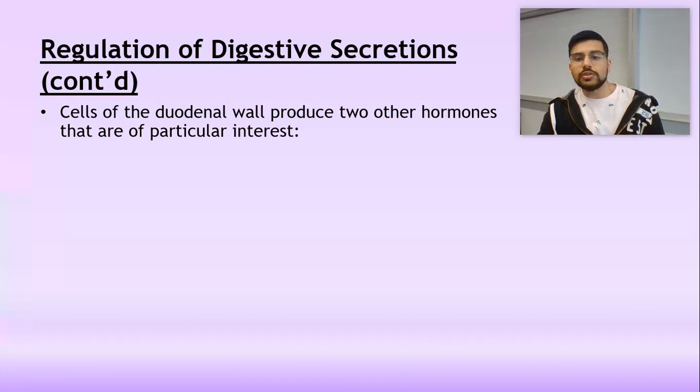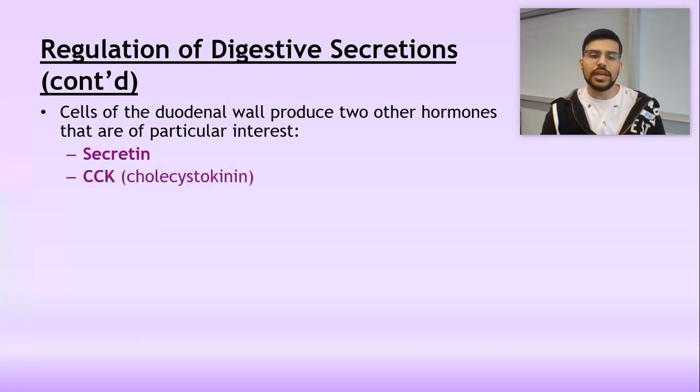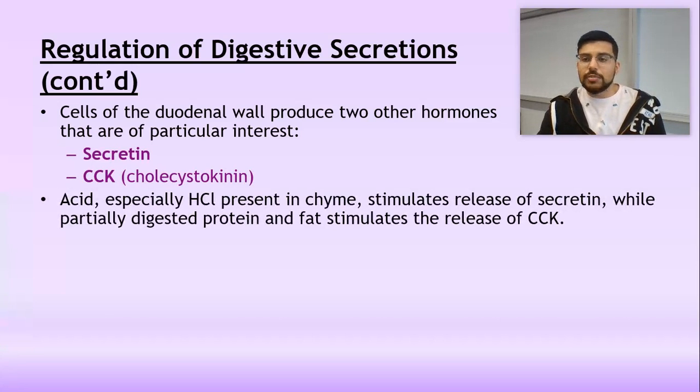So cells in the duodenal wall are going to produce a couple of other hormones that are kind of interesting to us. One of them is secretin, and one of them is CCK, cholecystokinin. Both these chemicals are going to help out the body by stimulating the production of other chemicals, just like most hormones do. So acids like HCl, which is in chyme, are going to release secretin, and the partially digested protein and fat are going to stimulate the release of CCK.